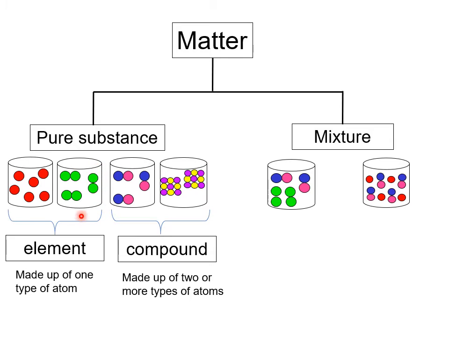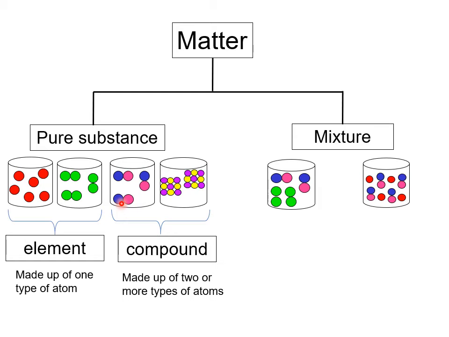Inside of this container, every single substance is made up of the same two green atoms stuck together. So there's a difference between these two containers: in this first container, each unit is a single atom, whereas in this container over here, each unit is two green atoms stuck together. But still, inside of each of these containers, there's only one type of atom, and that's what makes it an element. A compound, on the other hand, is made up of two or more types of atoms.